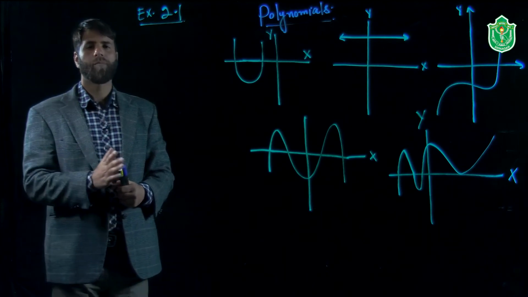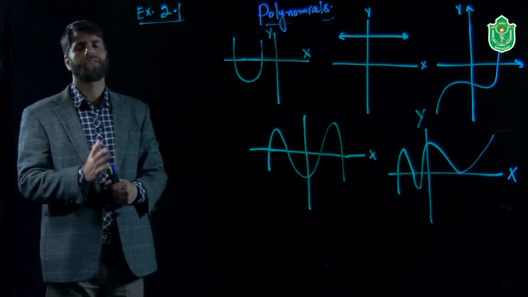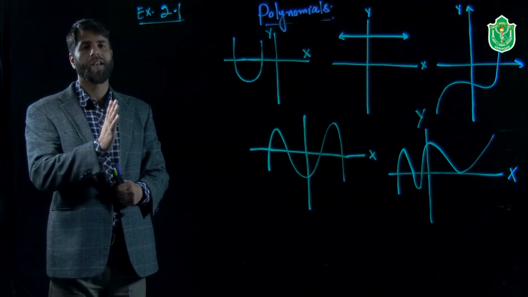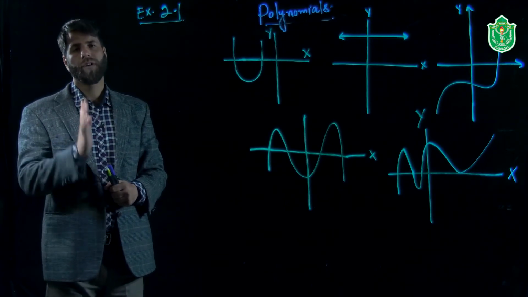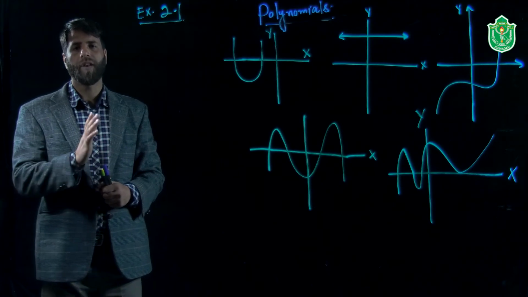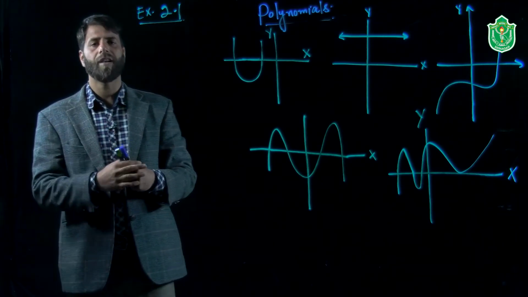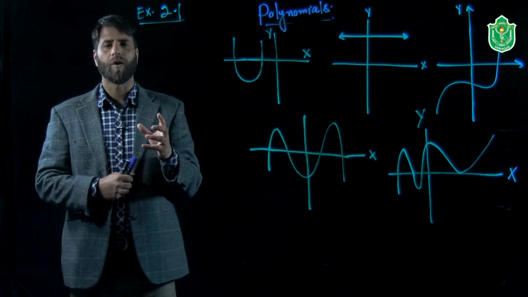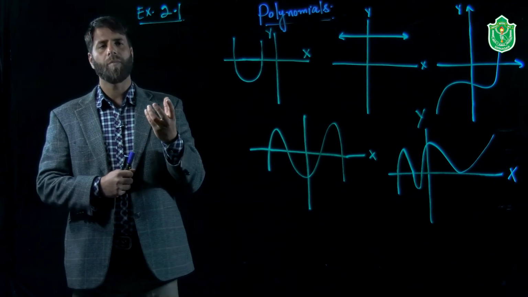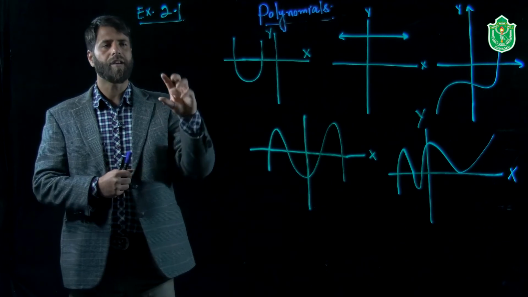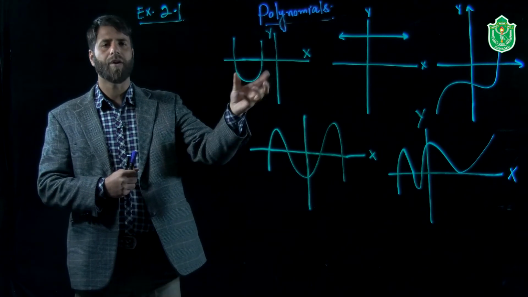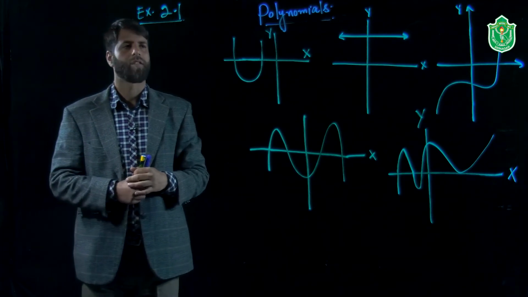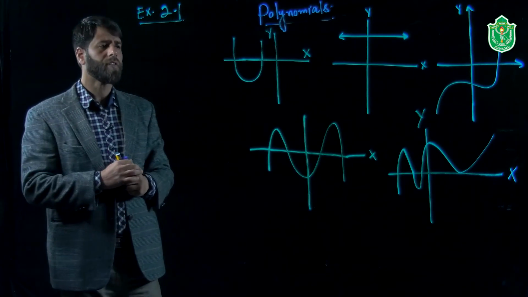If you have a cubic polynomial, p of x is equal to ax cube, it will intersect the x-axis at exactly 3 points. And what about the biquadratic polynomial? It will intersect the x-axis at exactly 4 points. So it depends upon the degree of the polynomial. Whatever the degree is, it will intersect the x-axis at that many points. So we have exercise number 2.1 of your textbook.